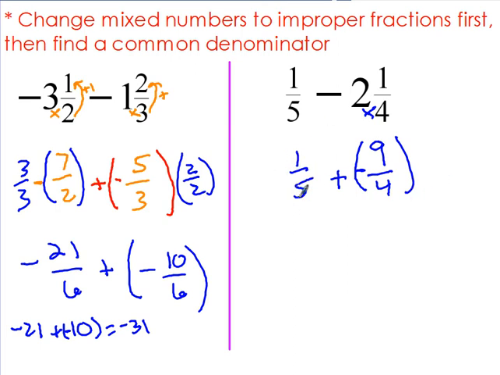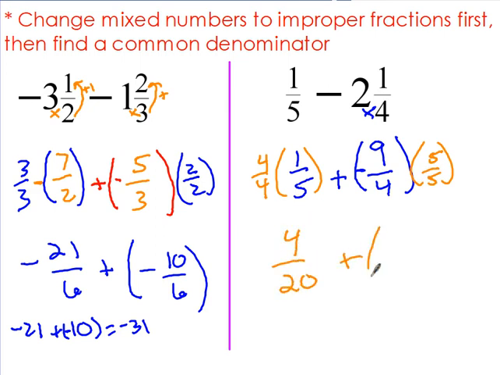Okay, because if I count by fives, 10 is not a multiple of 4, 15 is not a multiple of 4, but 20 is. So since it's 20, I'm going to multiply the left side by 4 over 4. I'm going to multiply the right side by 5 over 5. This gives me 4/20 plus negative 45/20.